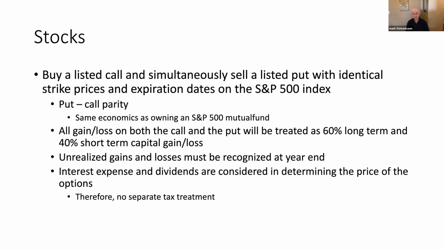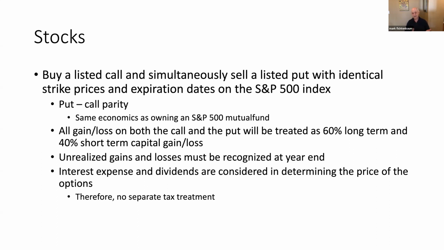Once again, interest expense and dividends are considered in the pricing of the options. So once again, we're going to economically earn the dividends. We're economically incurring the interest expense, but not for tax purposes. For tax purposes, everything is 60-40. And so this comes up with an obvious tax planning opportunity.